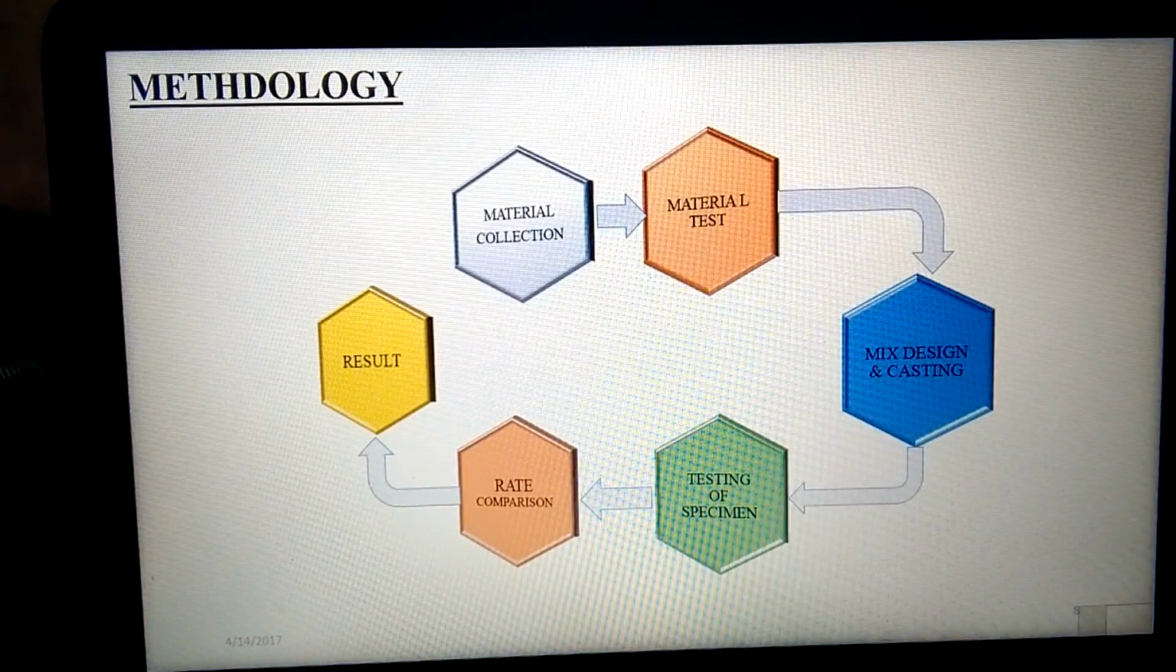This is the methodology of our project. First of all, we are collecting the materials and doing the basic tests for our materials, preparing the mix design and casting concrete cubes. After finishing the curing process, testing of specimens is done. The major tests are compressive strength, flexural strength and split tensile strength. After that, we compare the economic feasibility of conventional concrete and geopolymer concrete and finalize which is better, and at last the result is reported.